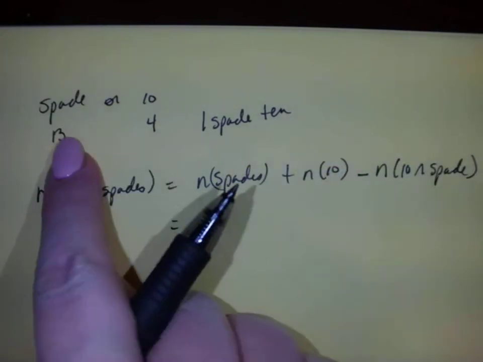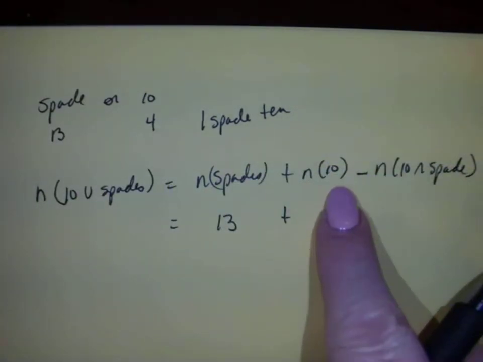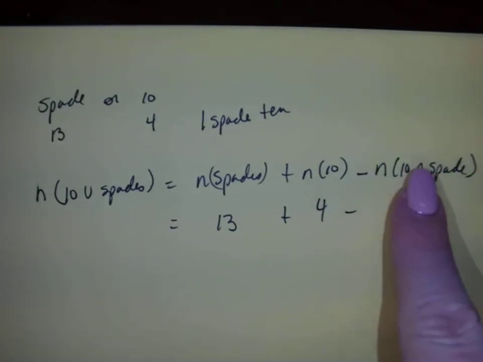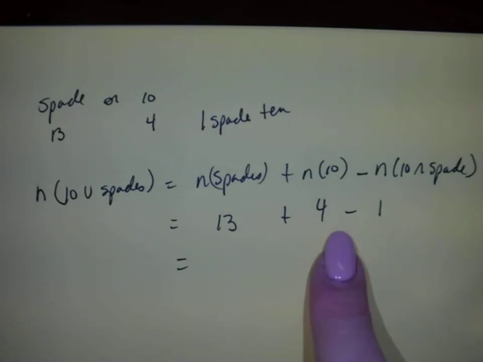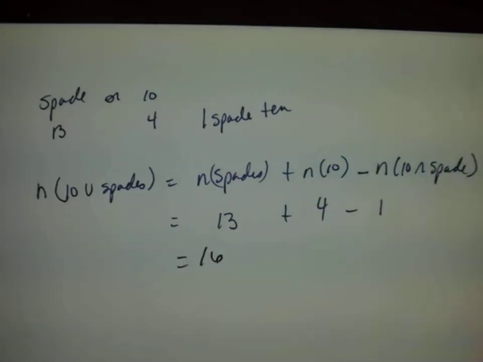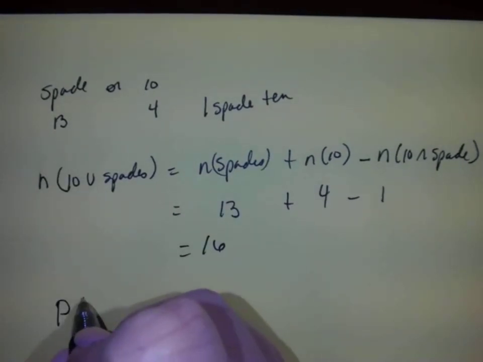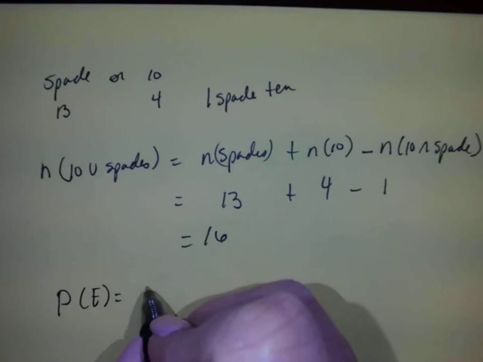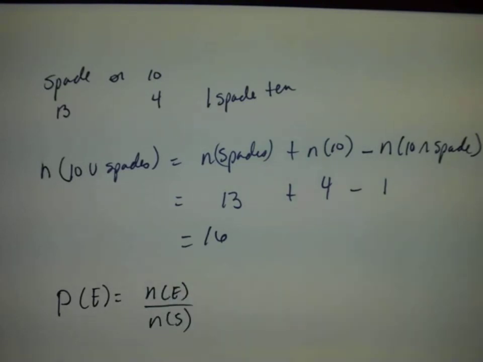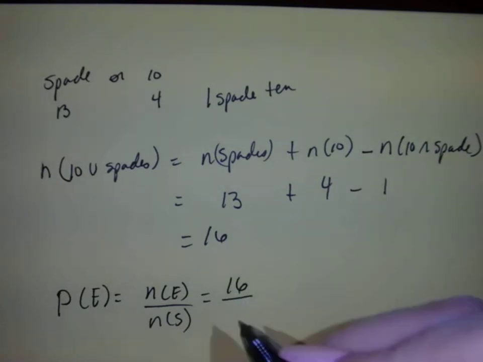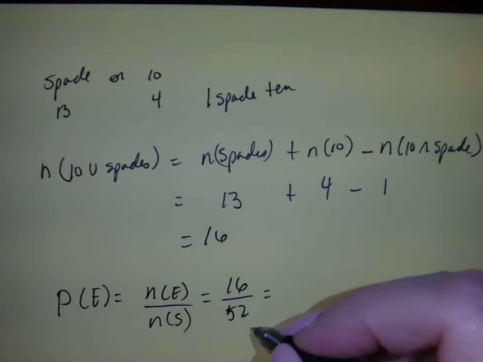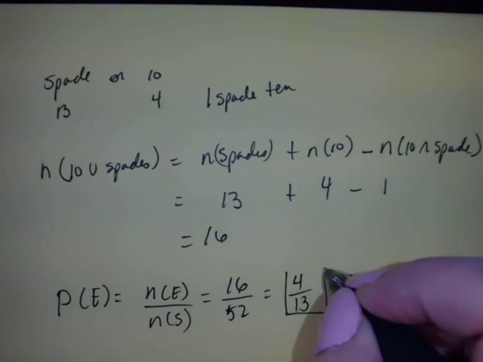What we do know is the number of spades is 13, the number of 10s is 4, and the number of the intersection is 1. So when we add this up, we get 13 plus 4 is 17, minus 1 is 16. We learned in last class that the probability of E equals the number of E over the number of S. So this is one of those where I'm trying to show you can look at this a couple of ways. So the number of E, the event of the union, would be 16, and our sample space for a deck of cards is 52. We can reduce them both by 4 and we'll end up with 4 over 13.